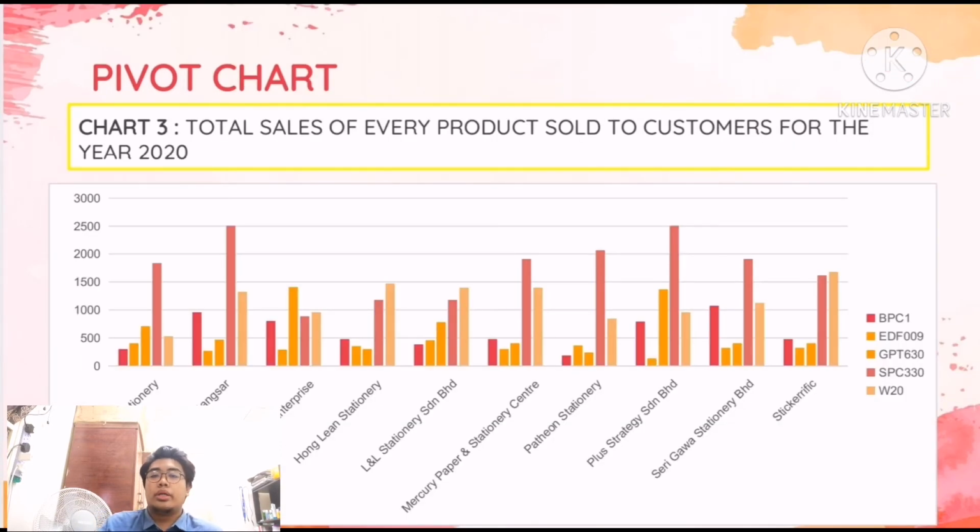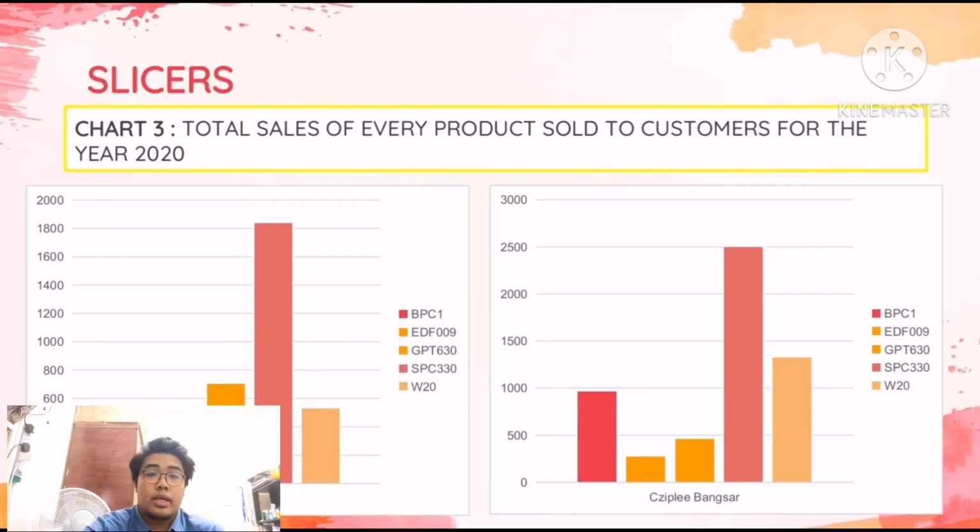From the chart below, the highest product that our company managed to sell is SPC330, which is crayon, to C Ziply Bangsa, and also Plus Strategies and Neighborhood, which is 2,499 ringgit. As you can see from the slicer, Uptown Stationery purchased product BPC1, meanwhile C Ziply Bangsa purchased EDF009.